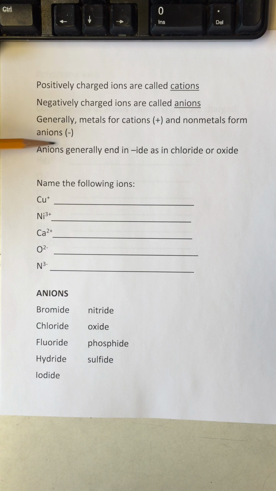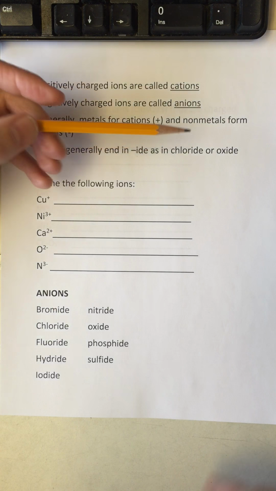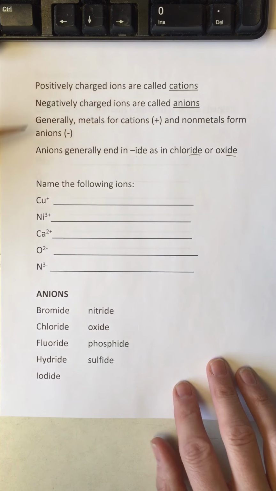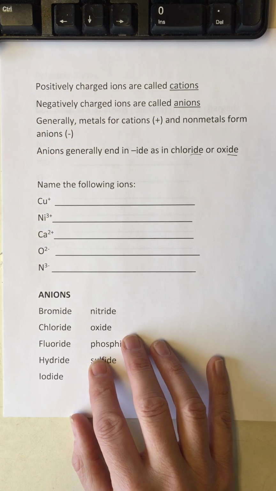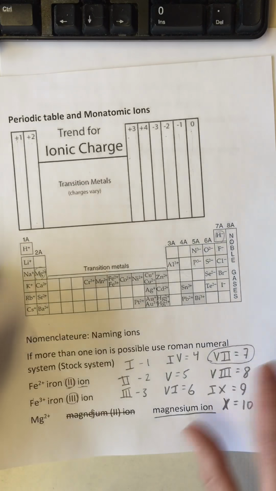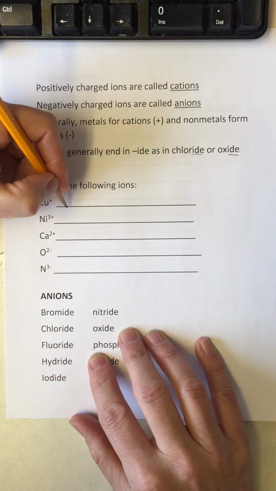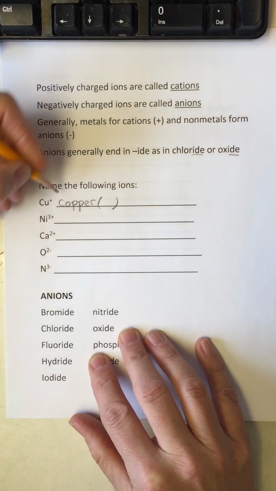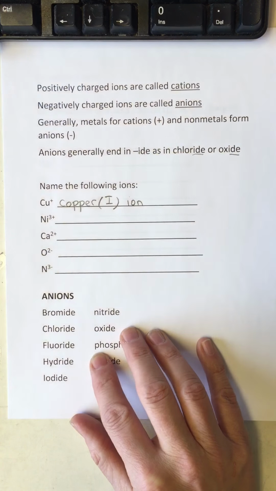Anions, when we name them, we generally change the ending to -ide, pronounced "ide." So for example, chlorine would be chloride. Oxygen would be oxide. So let me show you a few naming examples. Cu+, so we look and see where it is. Well, Cu is here in the transition metals, and so we're going to call it copper. And it's a transition metal, so it's going to use the Roman numeral system. Plus is just 1. So that would be called the copper(I) ion.